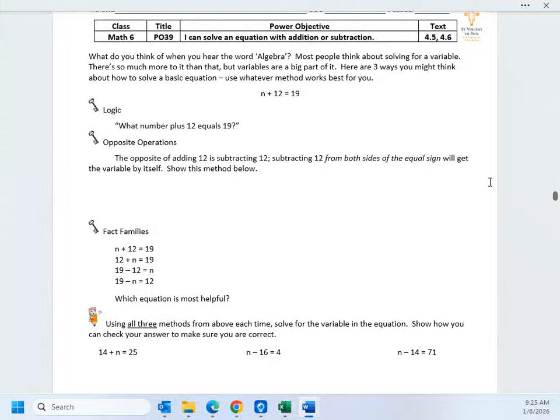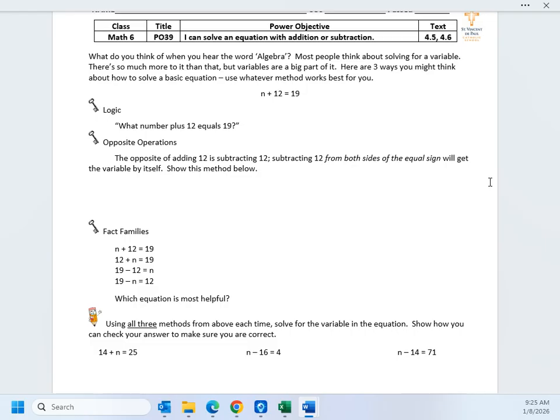Good morning. Today we are continuing on using those different operations with adding, subtracting, multiplying, dividing. We had been doing expressions. Now we're moving into solving equations. So what's the difference between an expression and an equation?